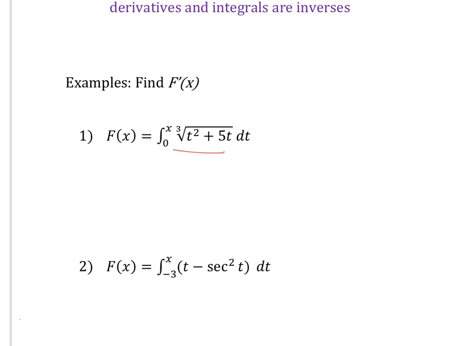So the result is the cube root of, instead of t squared, it's now x squared. Instead of plus 5t, it's now plus 5x. And I'm sure you're sitting there like, okay, now what else, right? What else do we have to do? Well, nothing really. That's actually it.